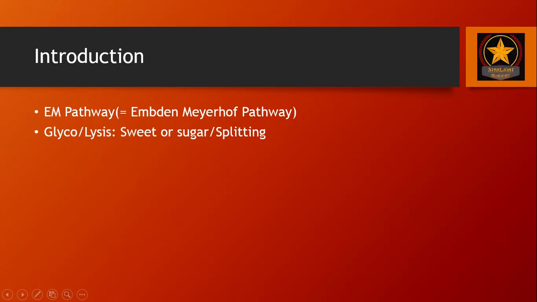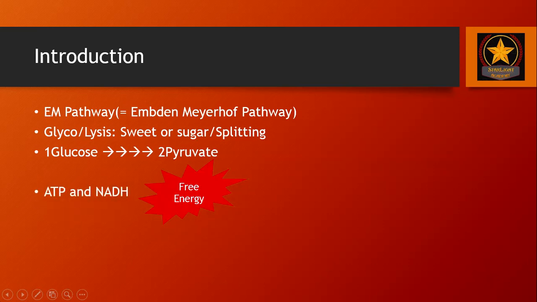Glycolysis has been derived from two Greek words, glykys and lysis, where the former means sweet or sugar and the latter means splitting. So basically in glycolysis, one molecule of a 6-carbon compound named glucose is split into two molecules of a 3-carbon compound called pyruvate using 10 enzymatic steps. The free energy which is released during this process is entrapped in the form of ATP and NADH. Glycolysis is the first metabolic pathway to be elucidated.